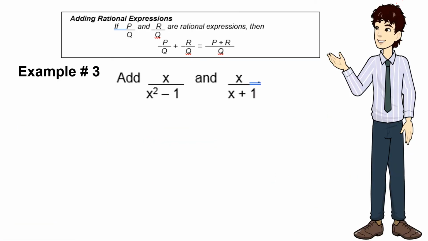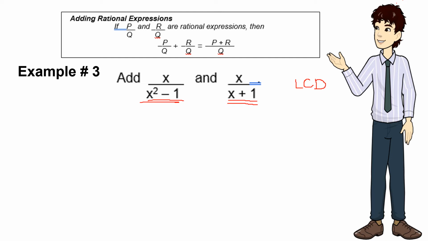So, let's have our example number 3. We have add x over x squared minus 1 and x over x plus 1. So, observe natin yung ating denominator. Kitang-kita naman natin na ang denominator natin ay magkaiba or different to each other. Then, therefore, we are going to use the LCD. Hanapin natin yung ating LCD. What is the LCD, or the least common denominator of our two given rational expressions to be added?